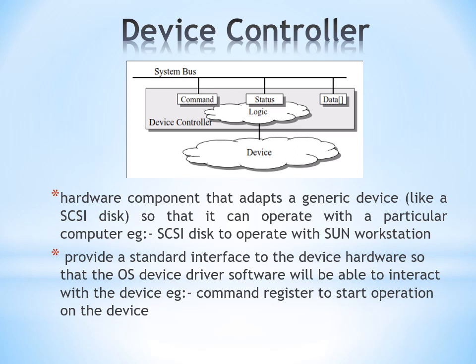Alternatively, the device controller can also support memory-mapped input-output. In this case, the device controller registers are mapped into the address space of the processor. So the CPU will execute input-output requests using standard data transfer instructions to read and write the device control registers, and they are mapped to locations in the physical memory.